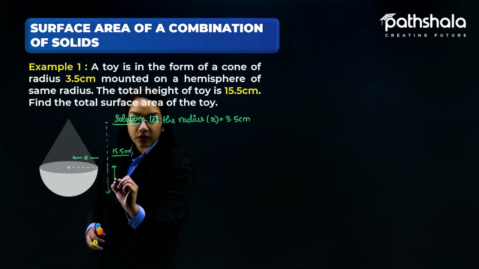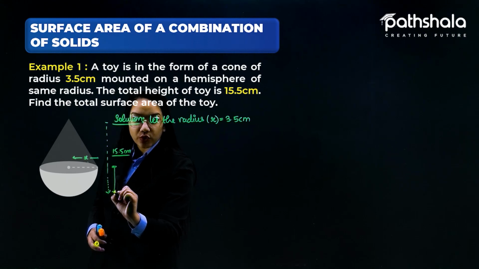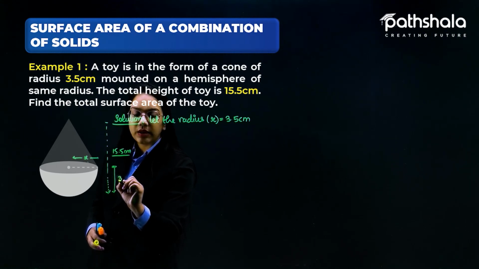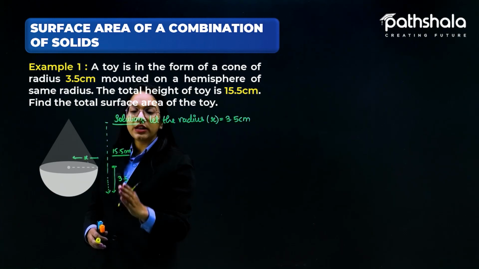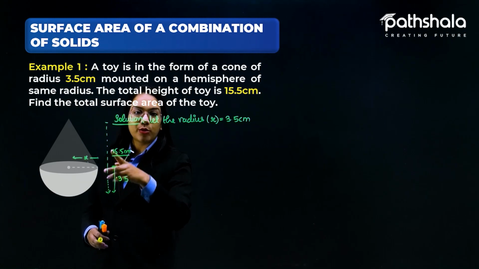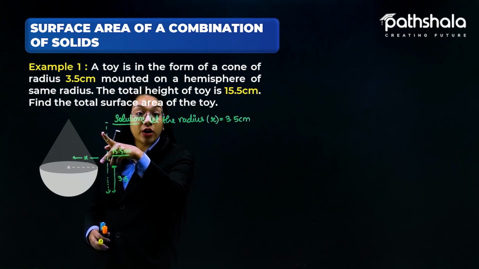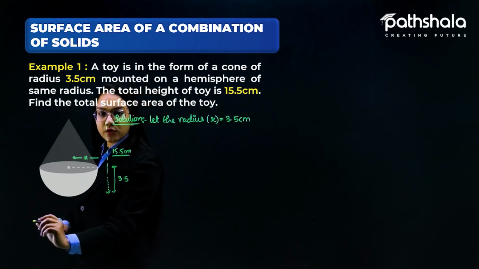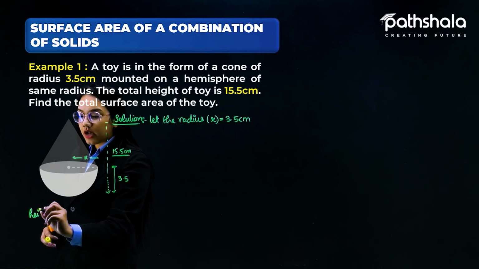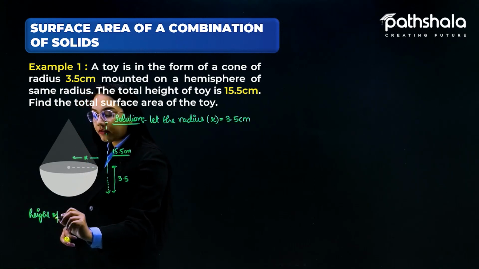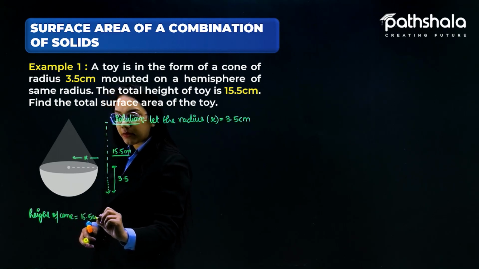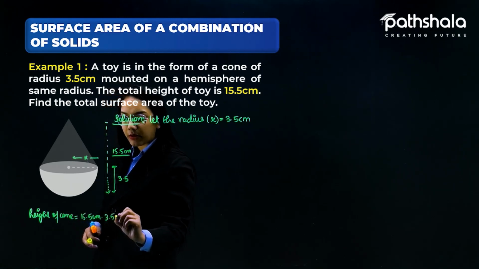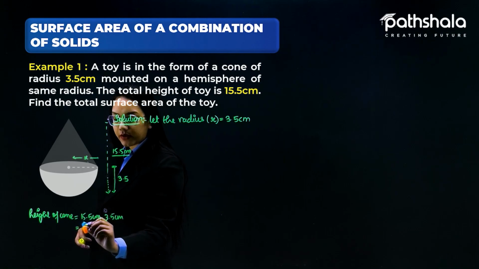this particular portion over here is again nothing but 3.5 centimeter. So if this is 3.5 centimeter and the whole is 15.5 centimeter, then we can find out the height of this particular cone, obviously. Let us suppose I write it over here, that the height of the cone is equal to 15.5 centimeter minus 3.5 centimeter, which is equal to 12 centimeter.